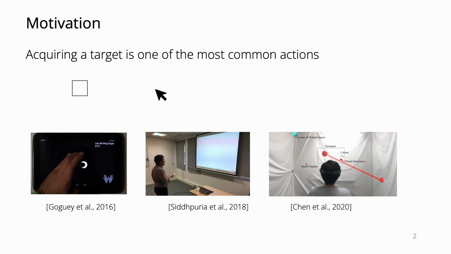Target acquisition is one of the most common actions performed in an interactive system. Besides using a mouse cursor to select an icon on desktop environments, we commonly perform this interaction on many computing environments, such as a touch-based device, a large external display, or in augmented reality.